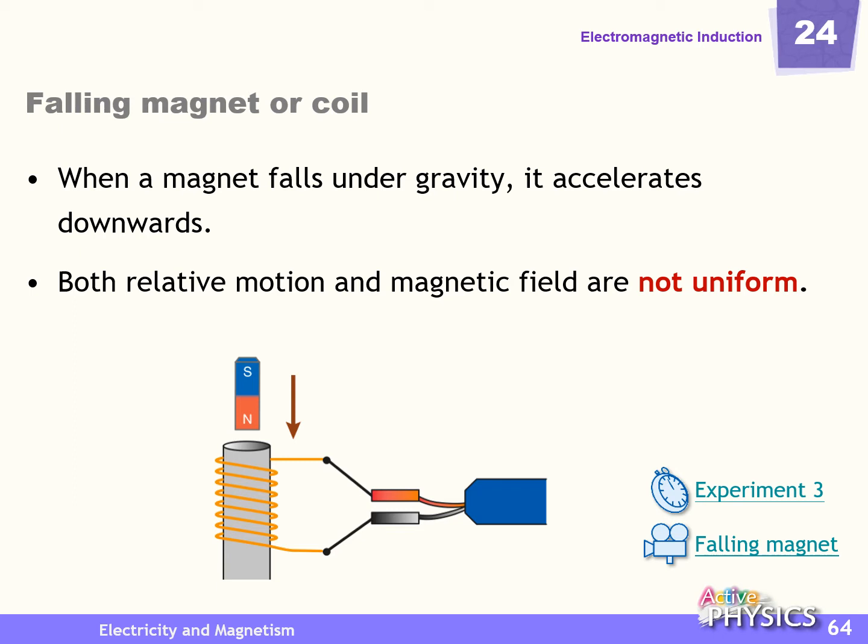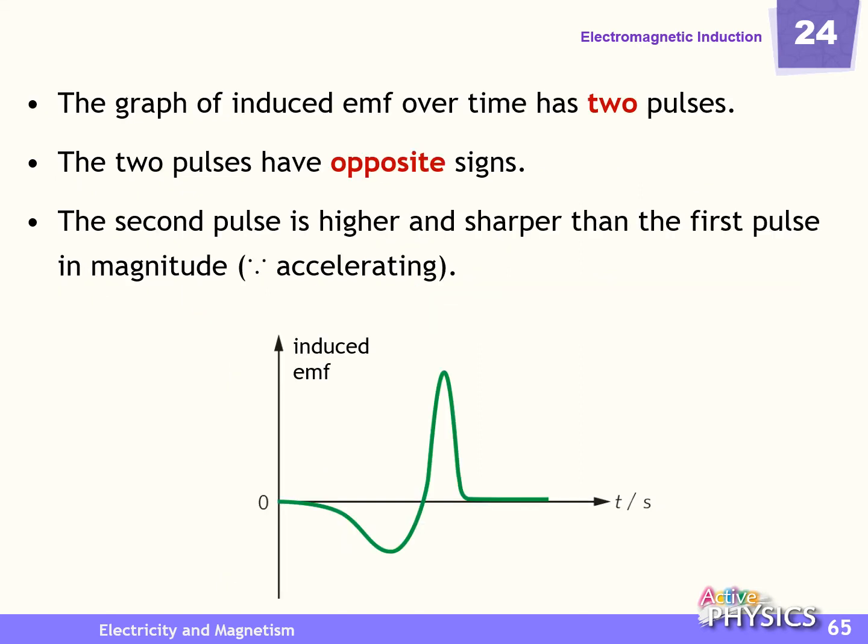Okay, so here is the falling magnet or the coil. When a magnet falls under gravity, it accelerates downward. So both the relative motion and the magnetic field are not uniform. Because the magnet is accelerating, the magnetic field will become stronger and stronger. When it comes to the tube, what will happen? This diagram shows the EMF over time, which has two peaks. What are the physical meanings of these two peaks?